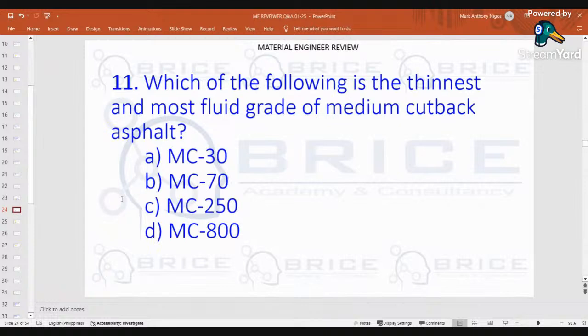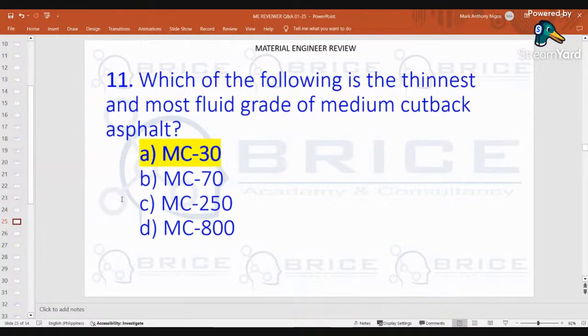For 11, which of the following is the thinnest and most fluid grade of medium cutback asphalt? A, MC30, B, MC70, C, MC250, D, MC800. The answer is A, MC30. Which of the following is the thinnest and most fluid grade of medium cutback asphalt? The answer is MC30.